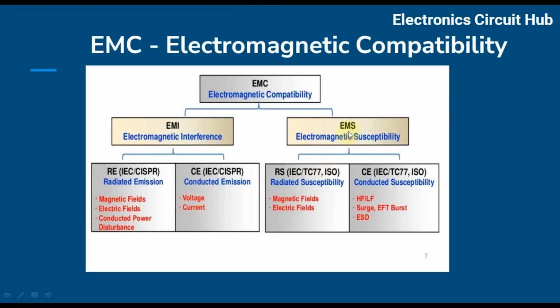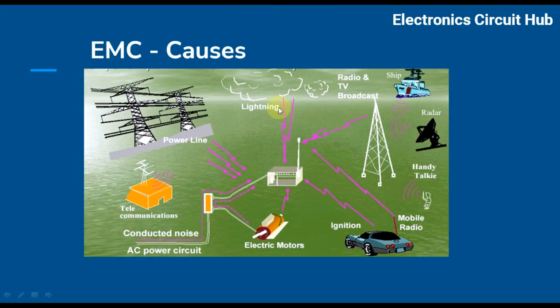Let us talk about EMS, electromagnetic susceptibility. Electromagnetic susceptibility is in the form of magnetic field and electric field. Let us talk about conducted susceptibility, that is called CS. I think something is written wrong here. Instead of CE, there should be CS. So in the conducted immunity, you have CS, surge, EFT, burst, ESD, etc. Let us move to the other slide.